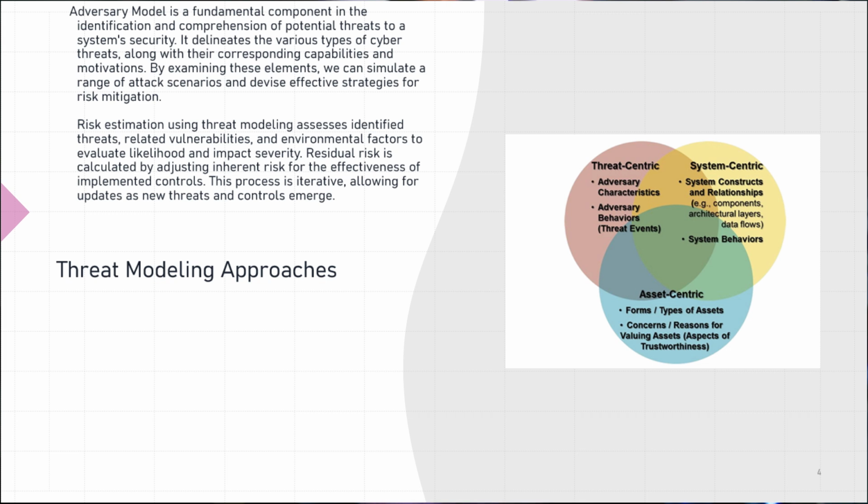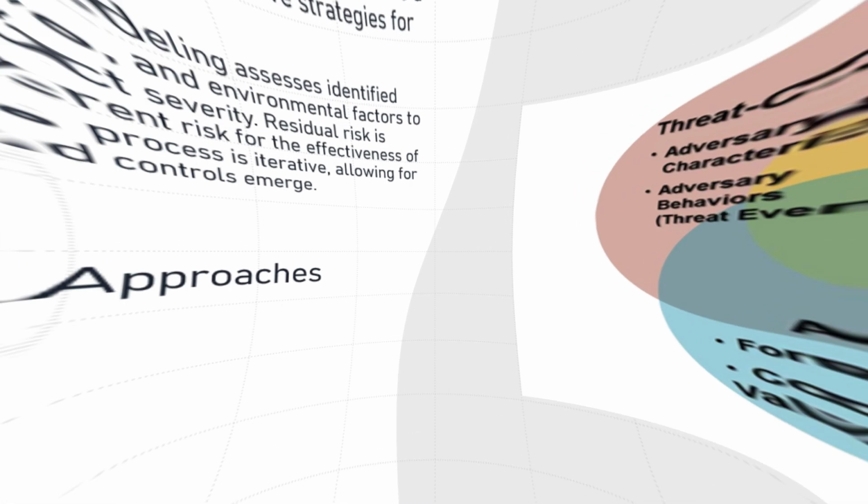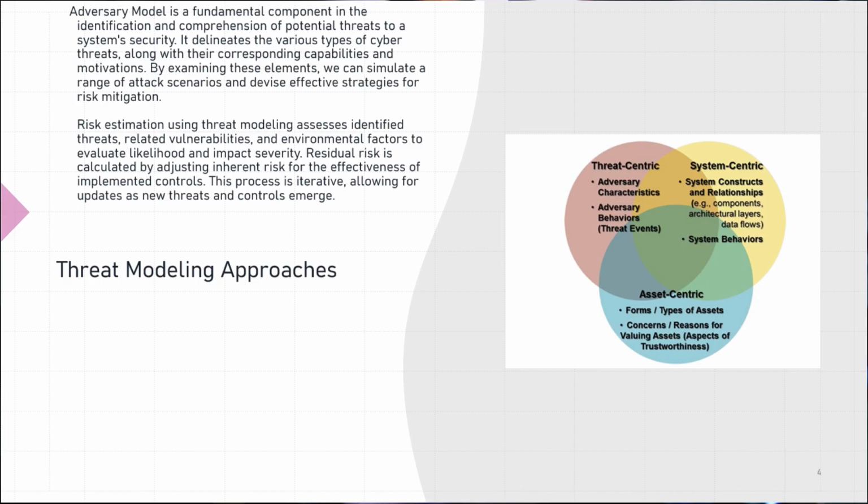It delineates the various types of security threats along with their responses, capabilities and motivations. By examining their elements, we can simulate a range of attack scenarios to provide effective strategies for mitigating risks. These threat model approaches are threat-centric: adversary models focus on adversary characteristics or adversary behaviors. Threat events means how people behave during the event when they want to break into your system.